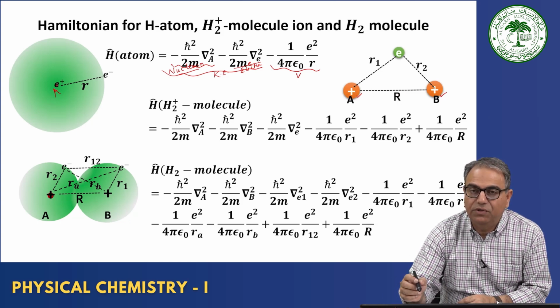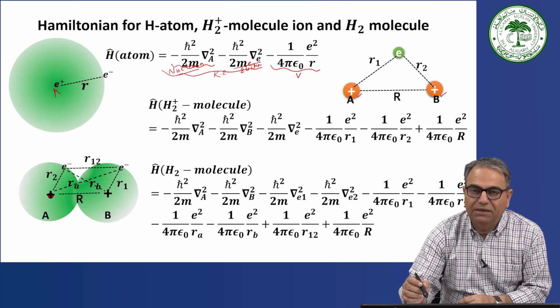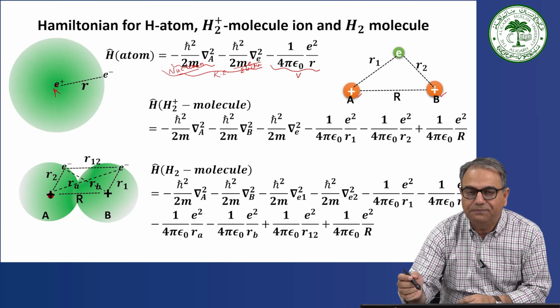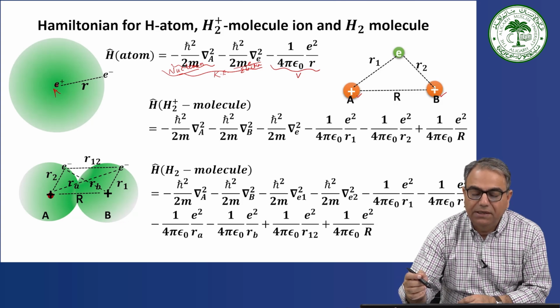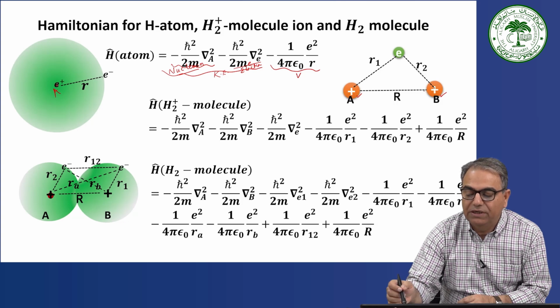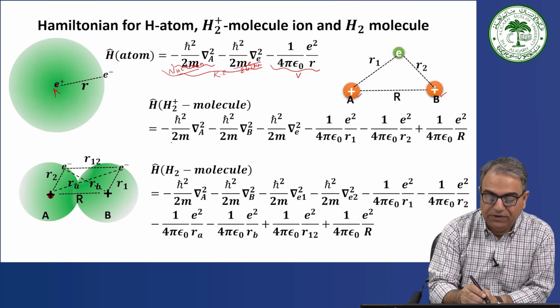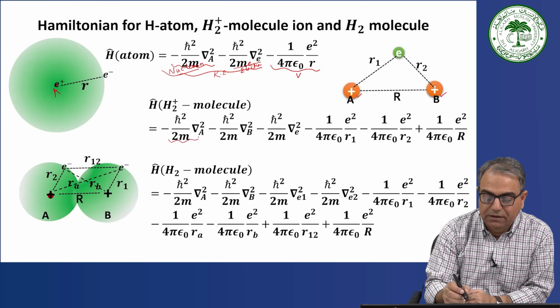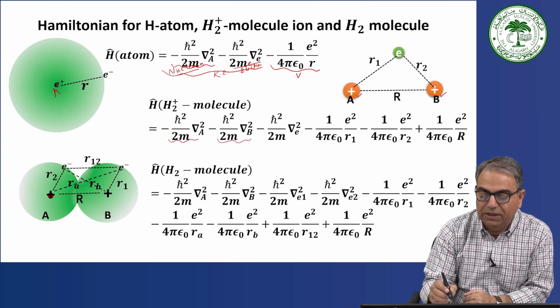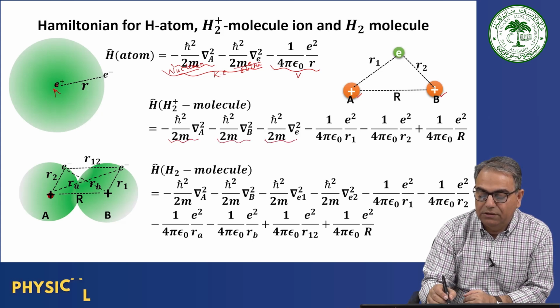So what will you write? Whenever you write the Hamiltonian, you have to write the kinetic energy term and the potential energy term. For the kinetic energy term, you write minus h cross square divided by 2 times the mass of the particle, multiplied by del square. This del square is for all the particles, both the nuclei and the electron. This is for the first nucleus, A nucleus. This is for the second nucleus, B nucleus. This is for the electron.